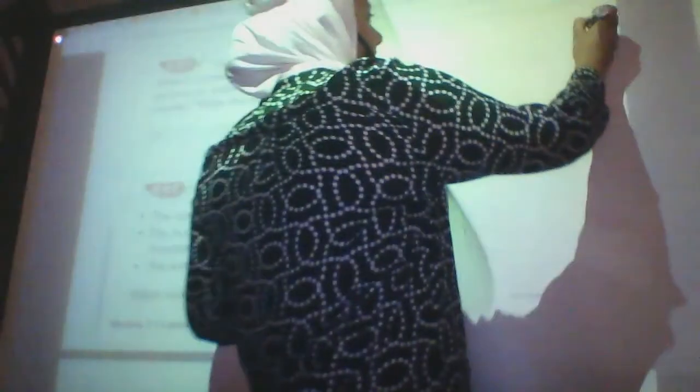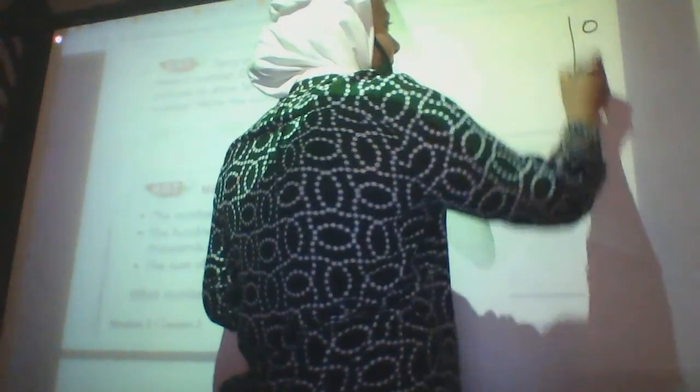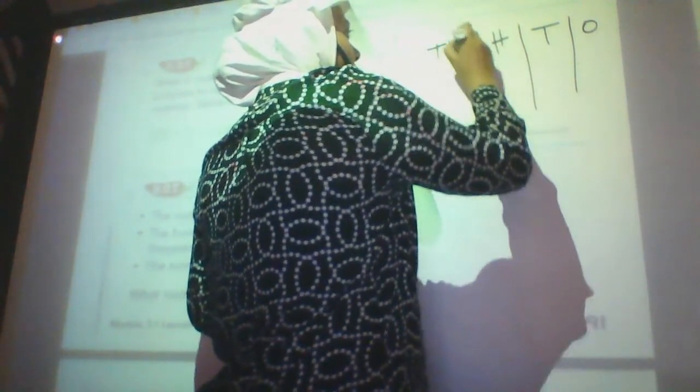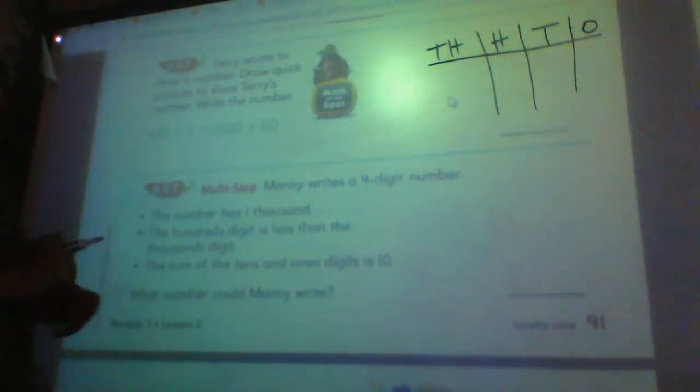So the first thing we're going to do is make a place value chart. We're going to write ones, tens, hundreds, thousands on our paper. And then we're going to plug in the numbers in the right spot.